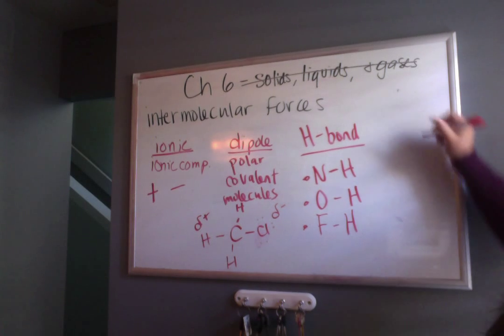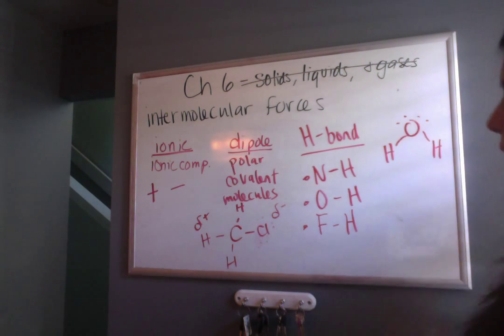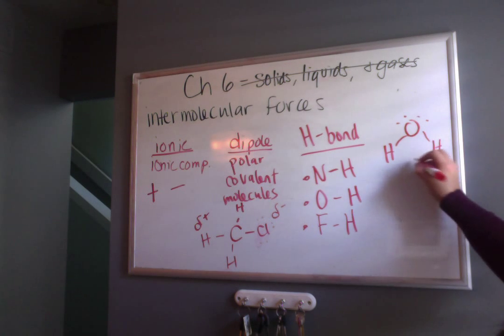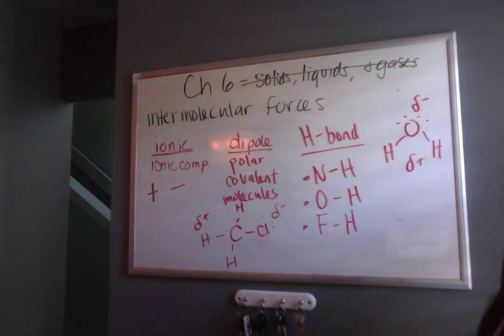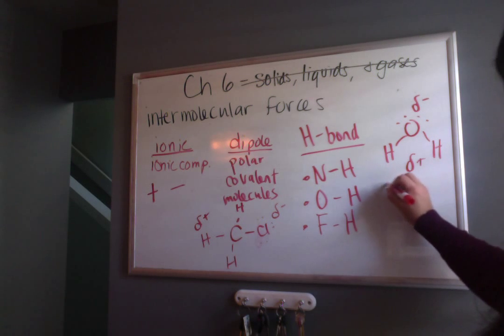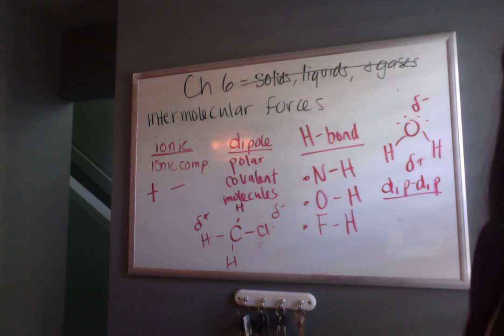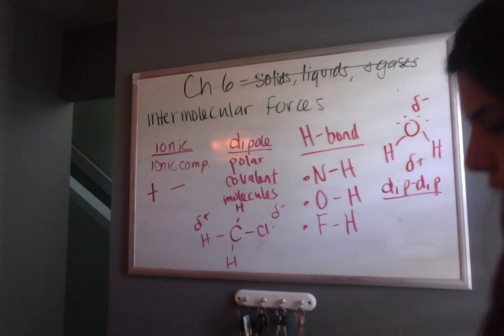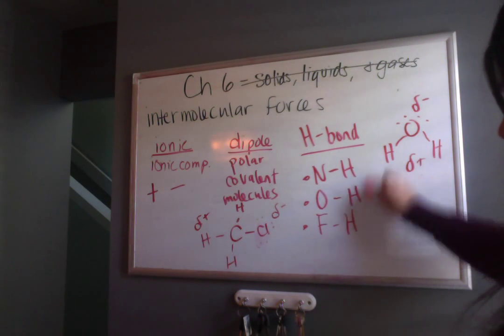But what happens with water? I have a molecule of water, and we should know at this point that water is a polar molecule where I have a partial positive buildup near my hydrogens, a partial negative buildup near my oxygen. So I know that this is a polar molecule, and therefore I will have dipole-dipole interactions, but I also will have this extra strong, super strength hydrogen bond interaction. So I will have both.